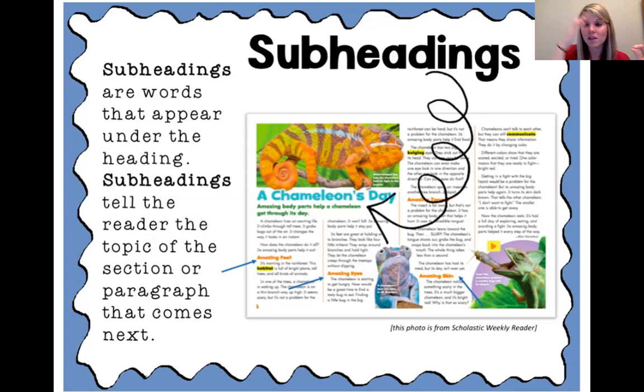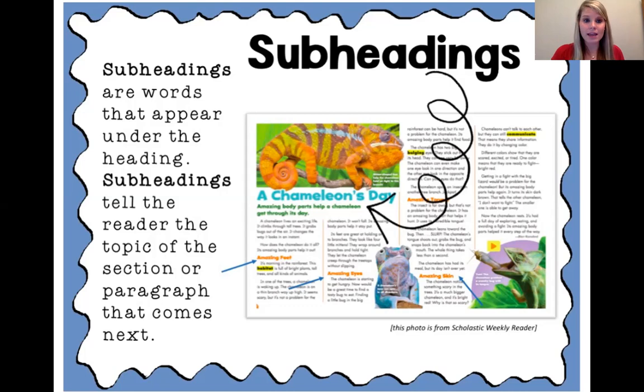So I know that this whole magazine coming up is going to be telling me more about different parts of a chameleon's day, how a chameleon goes about its day. It says amazing body parts help a chameleon get through its day. So it's focusing on the body parts for a chameleon's day. And then I see 1, 2, 3, 4 subheadings underneath my main heading.